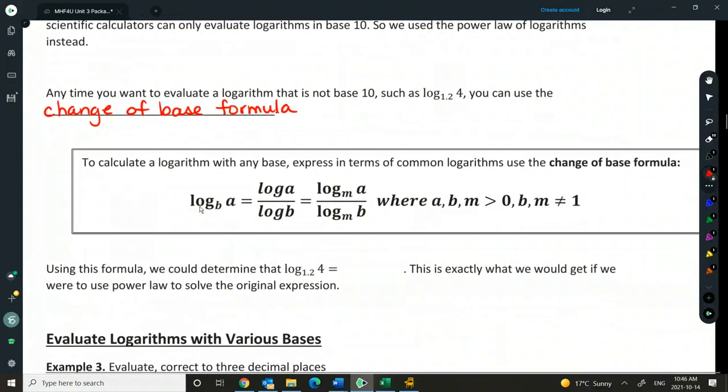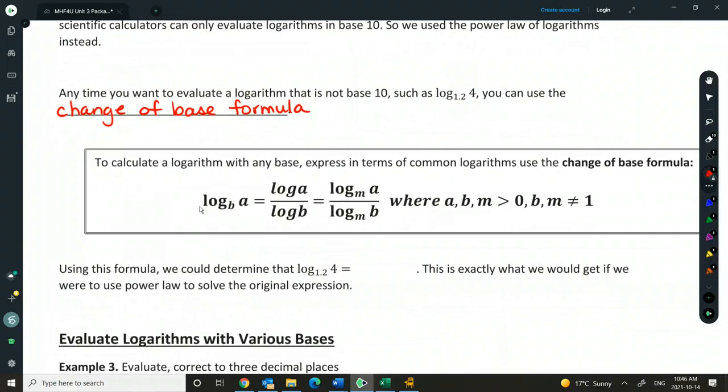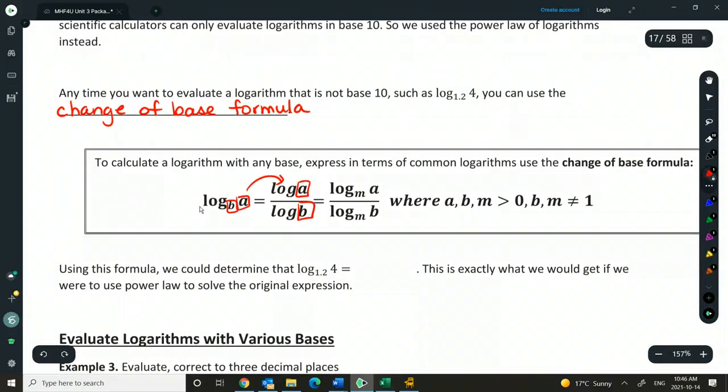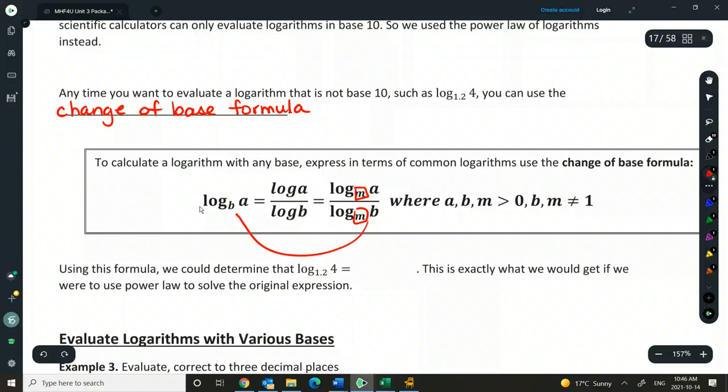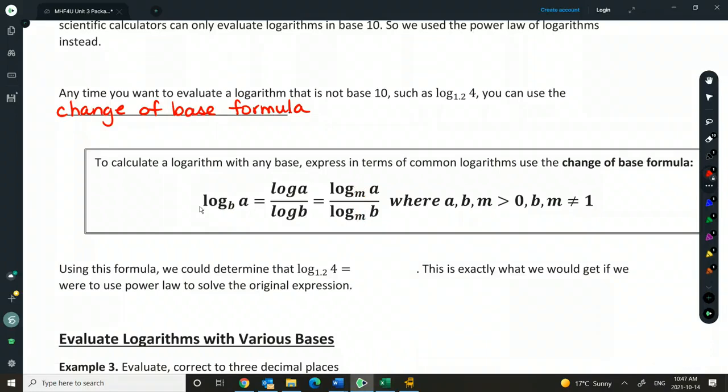And the change of base formula is exactly what I explained to you guys above. So if I have log base b of a, I can calculate this by doing log of a over log of b. Okay? And in fact, it actually does not matter what the base is. Usually we would be using the common logarithm for this because that's what's stored in our calculator. But any base is actually possible. This will be equivalent. I can actually choose any base there, so long as everything is greater than 0, and b and m aren't equal to 1.